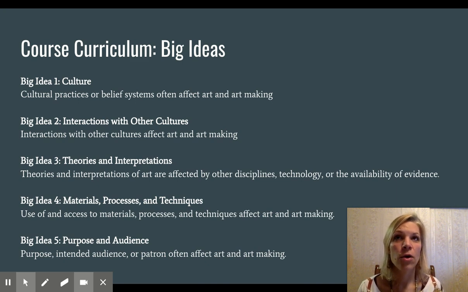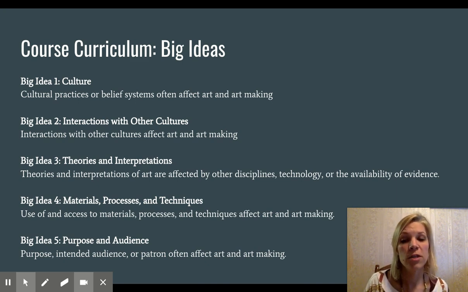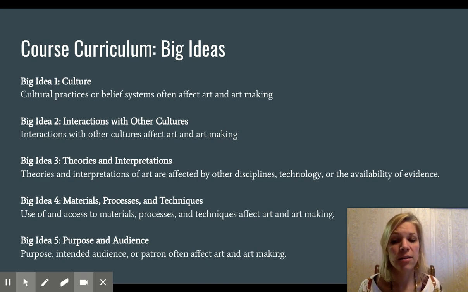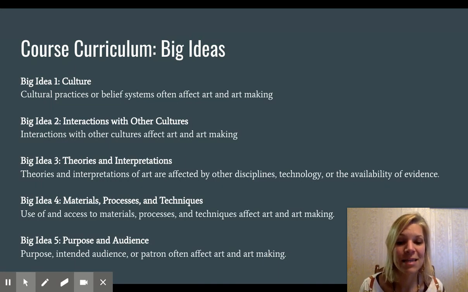So we talk about different artists over time, their access to materials and processes and the different techniques and how those evolve over time. And last is the purpose and audience. So the purpose of the artist when they made the artwork, the intended audience, who the artwork is meant to be made for or who's meant to see it, or the patron of the art, like who hired the artist to create it and why.